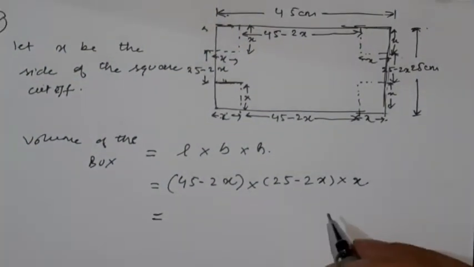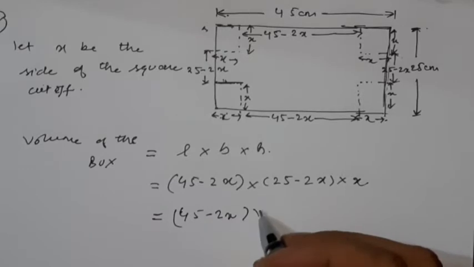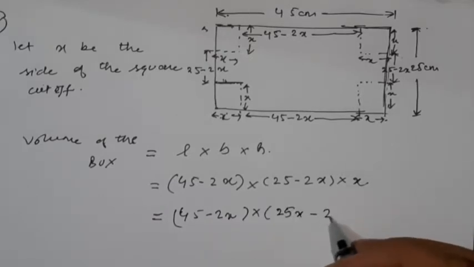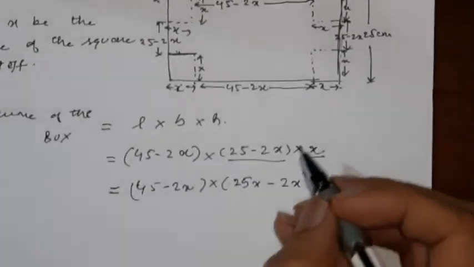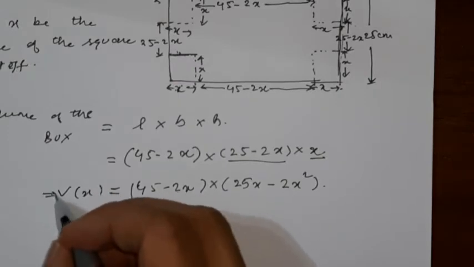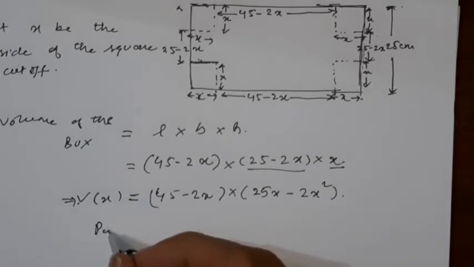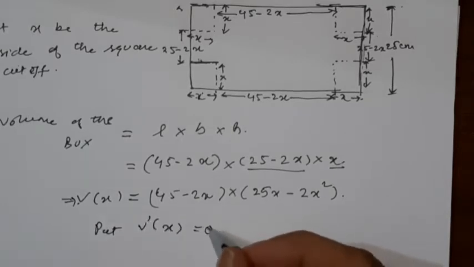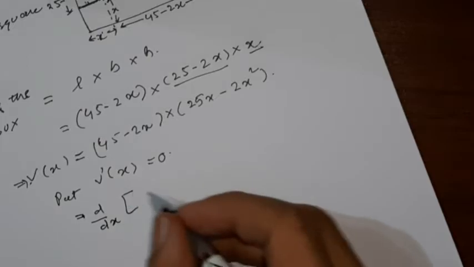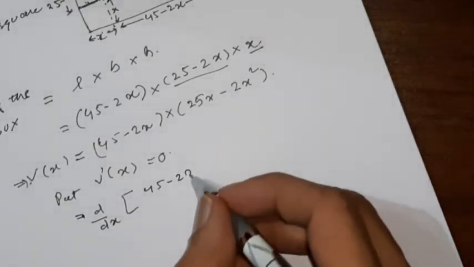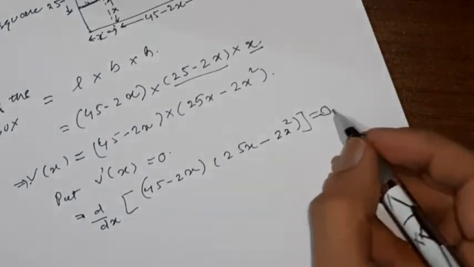Okay, now see, this is 45 minus 2x multiplied by 25x minus 2x square. If we multiply x to this bracket, we can call this function v(x). Now we have to maximize this function, so put v prime of x equal to 0, right? So that means the derivative of the v function, that is (45 minus 2x) times (25x minus 2x square), equal to 0.